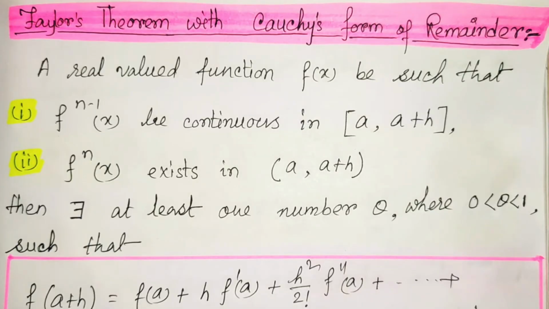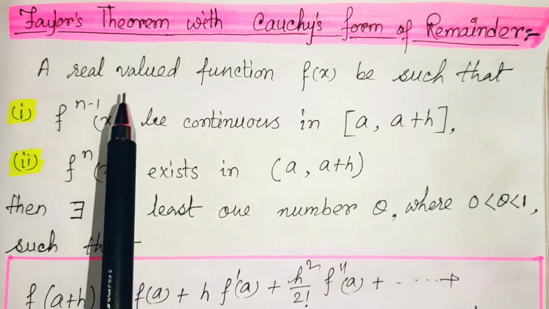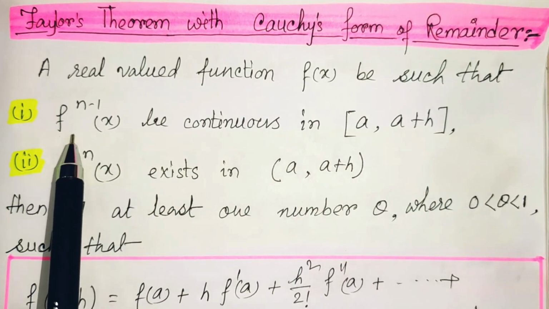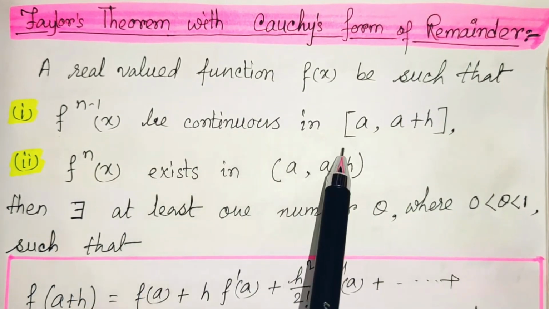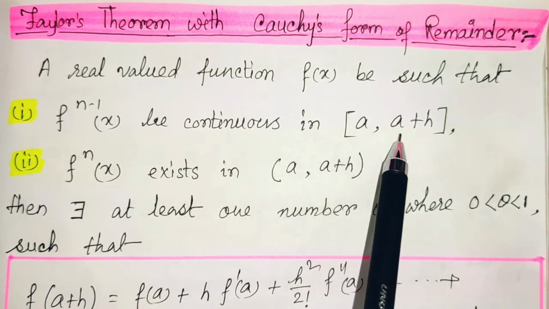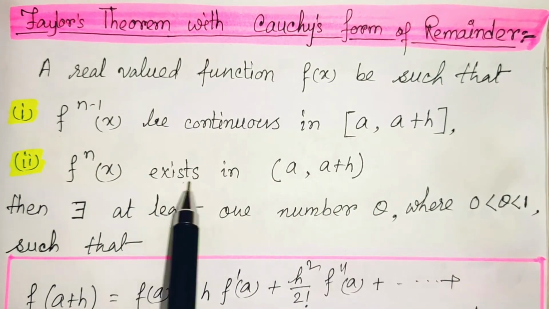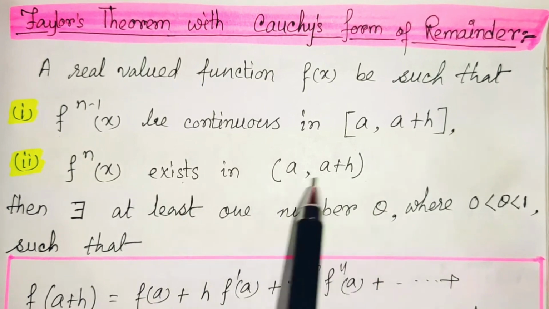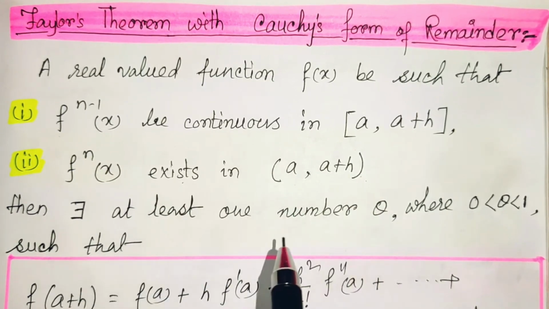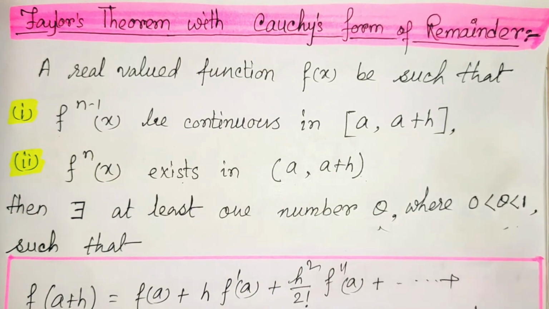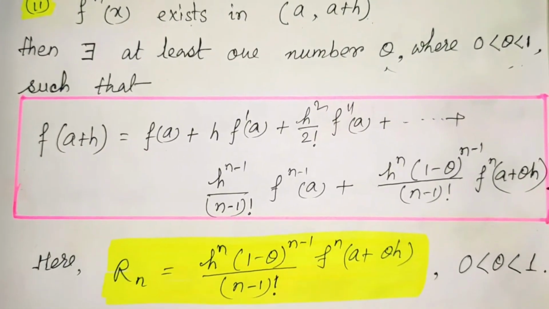Now the Cauchy form of remainder. What is the Cauchy form of remainder? We have the same setup: the real valued function f of x is given such that the (n minus 1)th order derivative is continuous within the interval a comma a plus h, we continue with this interval only, and its nth order derivative exists in the open interval a comma a plus h. Then there exists a number theta, where theta lies in between 0 and 1, such that we find this formula.